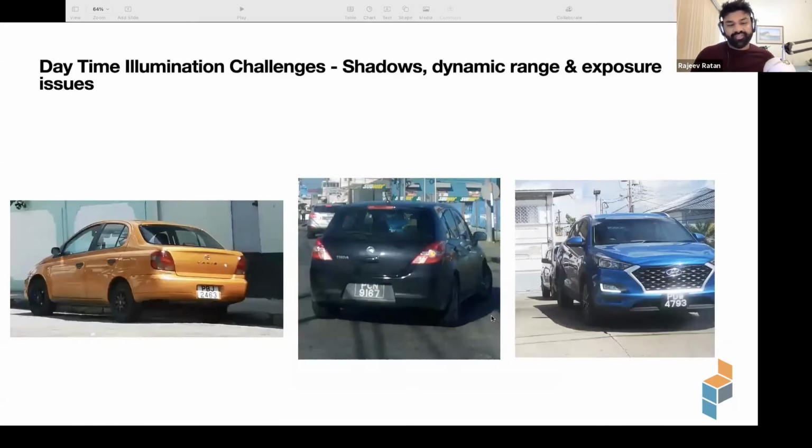Also in daytime, you have some illumination challenges too. Like you'll have some harsh shadows like this, or maybe it's reflecting the sun too much. This one is fine, but generally I've seen a couple of times where the sun was reflecting directly off the plate and overexposing it, totally blurring out what it would have been. So there's a shadow here, but it's not too bad.